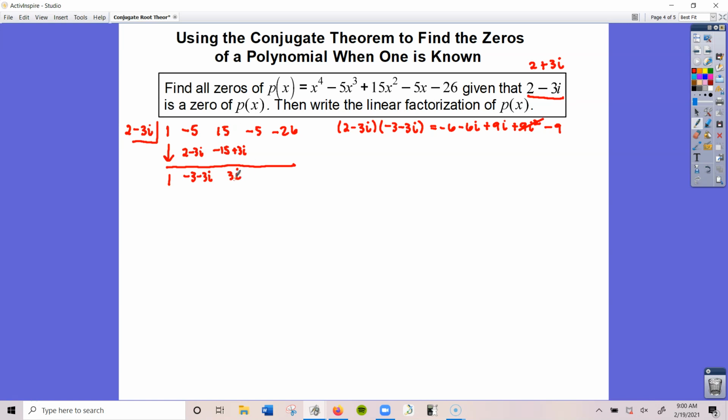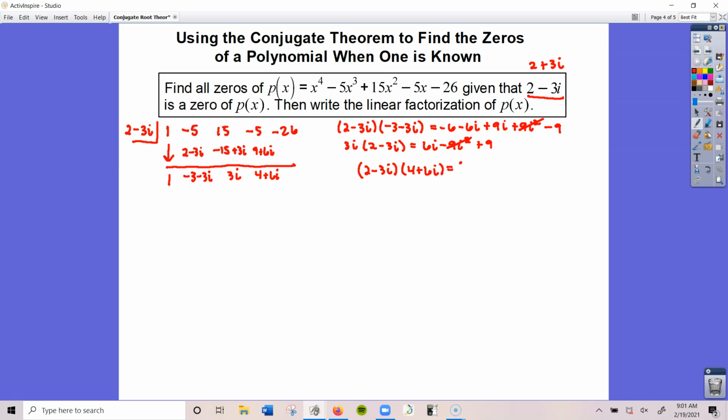Now we multiply 3i times 2 minus 3i. Distribute the 3i, we get 6i minus 9i squared, which this minus 9i squared becomes plus 9. So this complex number is 9 plus 6i. So negative 5 plus 9 plus 6i is 4 plus 6i. And now we multiply 2 minus 3i times 4 plus 6i.